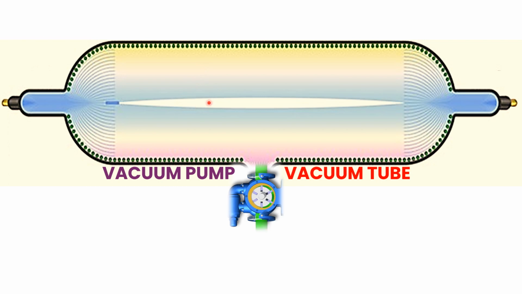So the pressure usually kept in a cathode ray tube is around 0.01 mm of Hg, or around 10 to the power -4 torr.